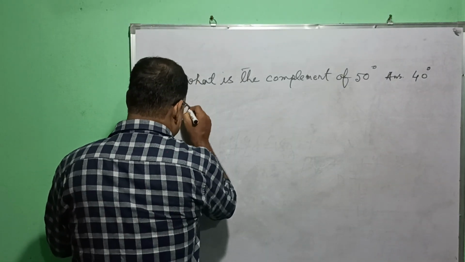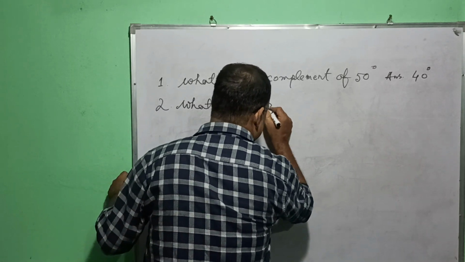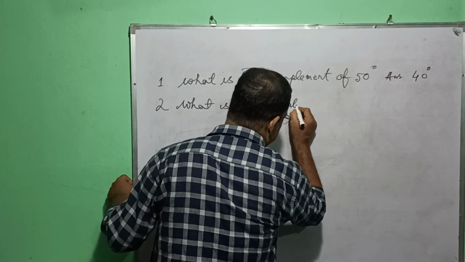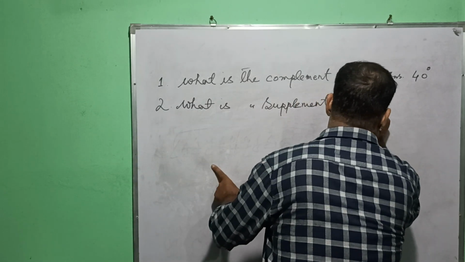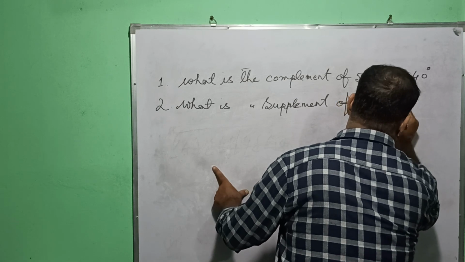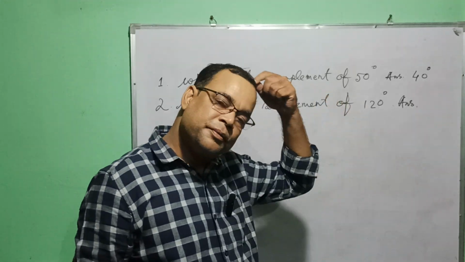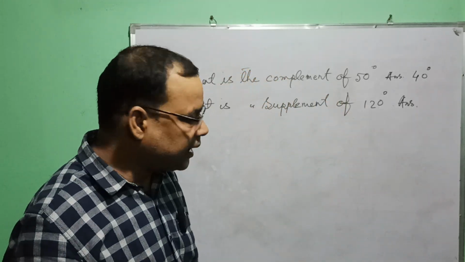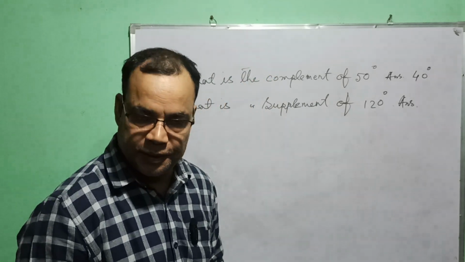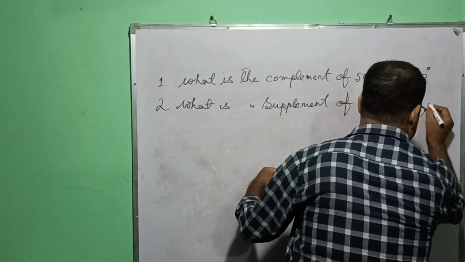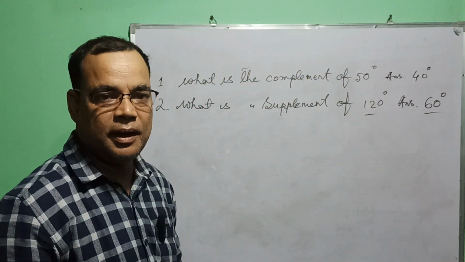Now, in a similar way, what is the supplement of, suppose, 120 degrees? Then what will be the answer? The supplement of 120 degrees is the angle such that the sum of this angle and 120 gives us 180 degrees. So definitely it is 60 degrees. Why? Because 60 plus 120 is 180 degrees.